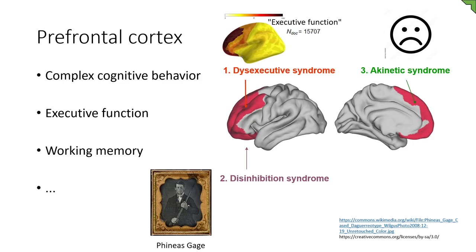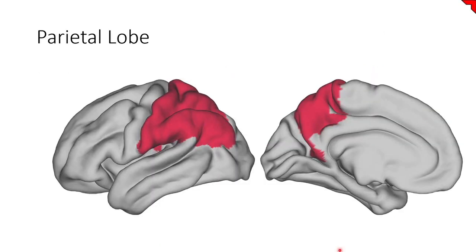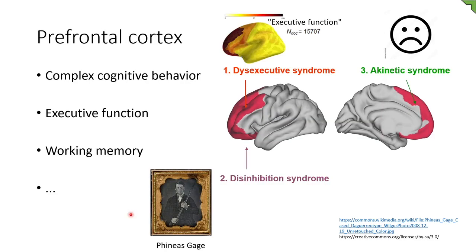So it's not planning movements, but a bit more on an abstract level, on a meta level, planning general things. And this is what we call executive function. And if people have an impairment there, we call this in neurology a dysexecutive syndrome.